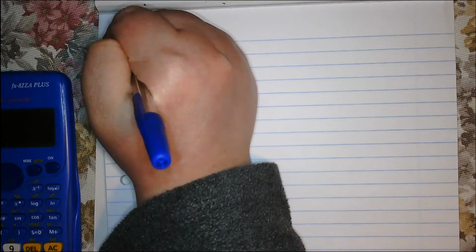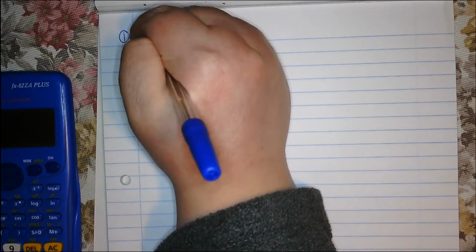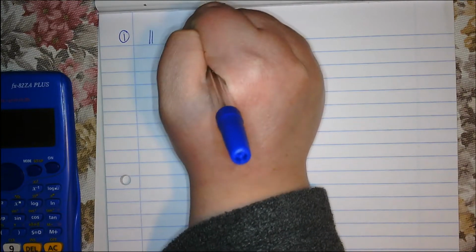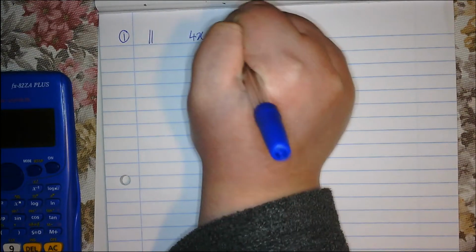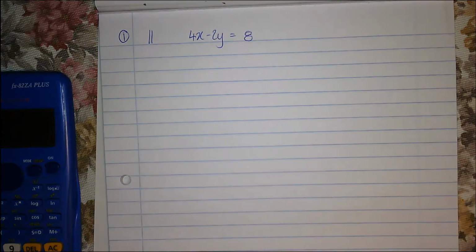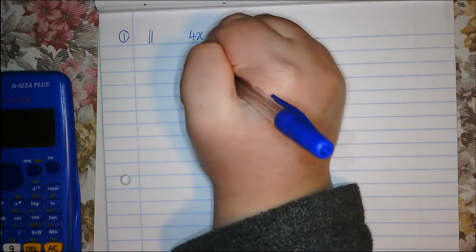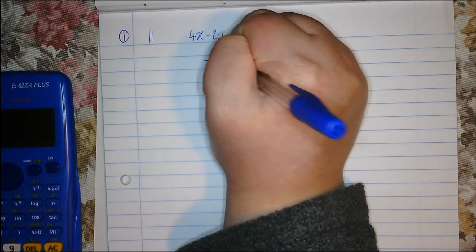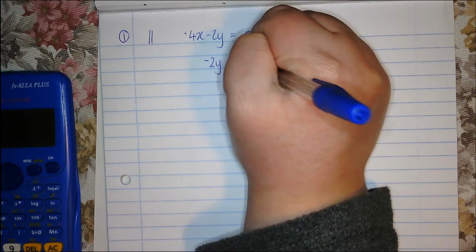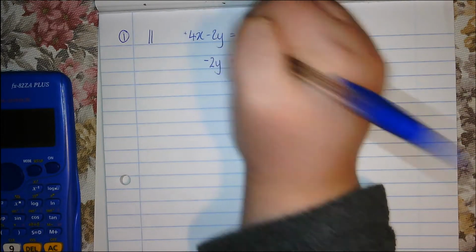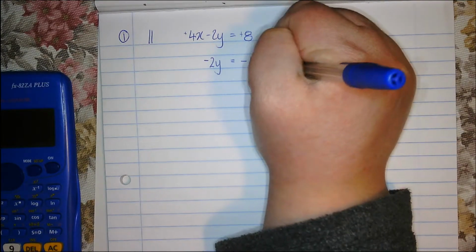So for the first one, they ask the line that is parallel to 4x minus 2y equal to 8. And remember, they're asking only for the gradient. So we need to get this in standard form. So I'm going to kick the x over because we want y alone. Kicking the x over, it was positive, it becomes negative. And this was already positive, it's staying where it was.